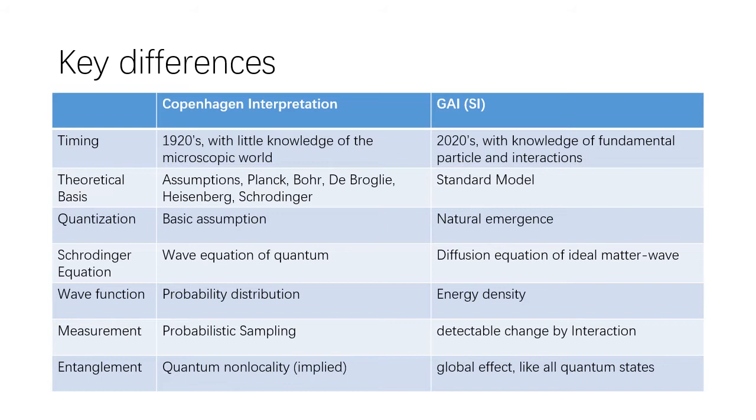The Schrödinger equation is usually considered as the wave equation of any quantum, but in form, it is a diffusion equation. In the Copenhagen interpretation, the wave function is the probability distribution, but in the standard interpretation, it is energy density.